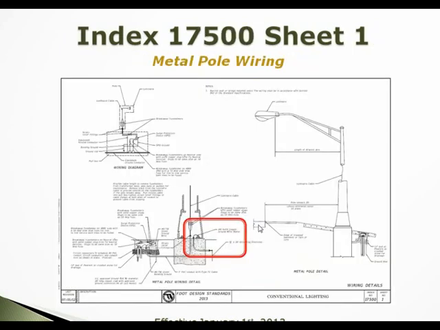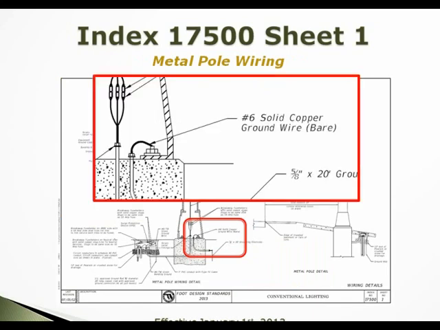Another change is in our Index 17500, our conventional light pole. We've modified the grounding system. The previous grounding system used a ground rod. The ground was grounded in the pull box, and this new standard shows a separate ground for the pole that has its own separate ground rod.